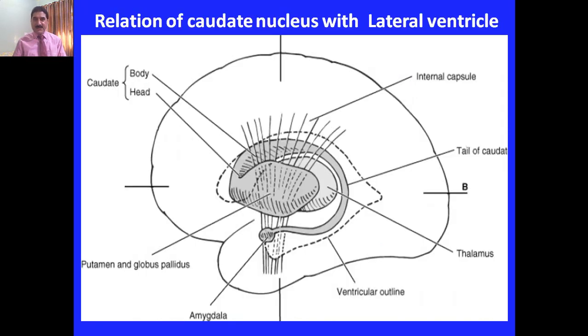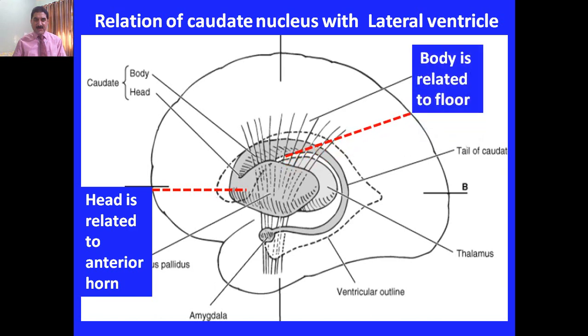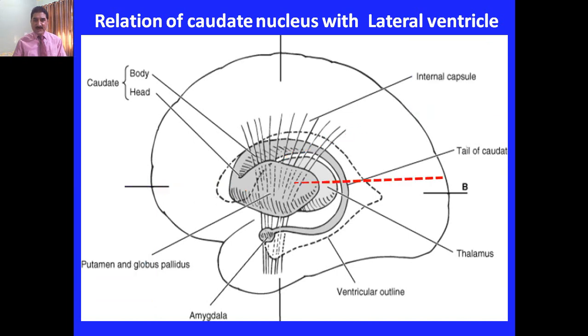The relation of the caudate nucleus with the lateral ventricle is very important clinically. The head of the caudate nucleus is related to the anterior horn of the lateral ventricle. The body of the caudate nucleus forms the floor of the lateral ventricle.